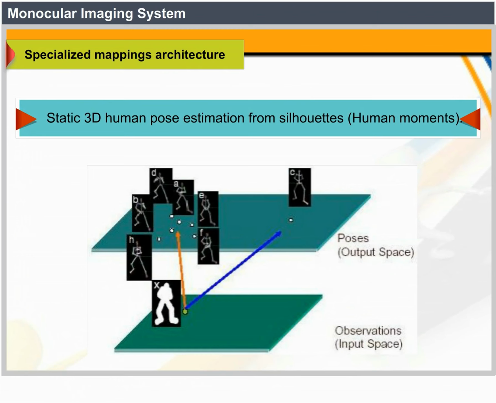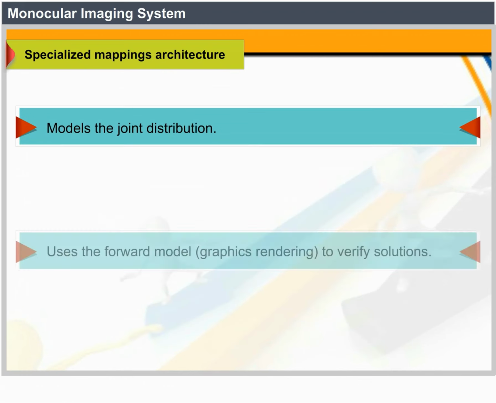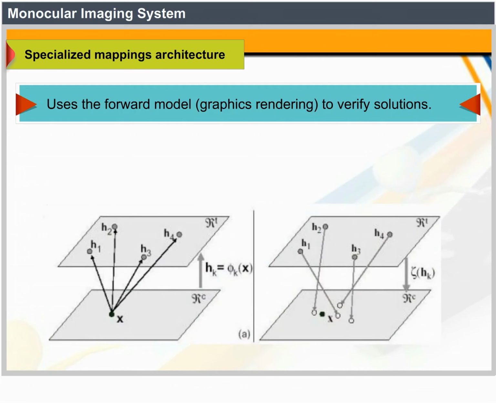Approximates the observation-pose mapping from training data. Mixture of neural networks. Models a joint distribution. Uses the forward model, graphics rendering, to verify solutions.